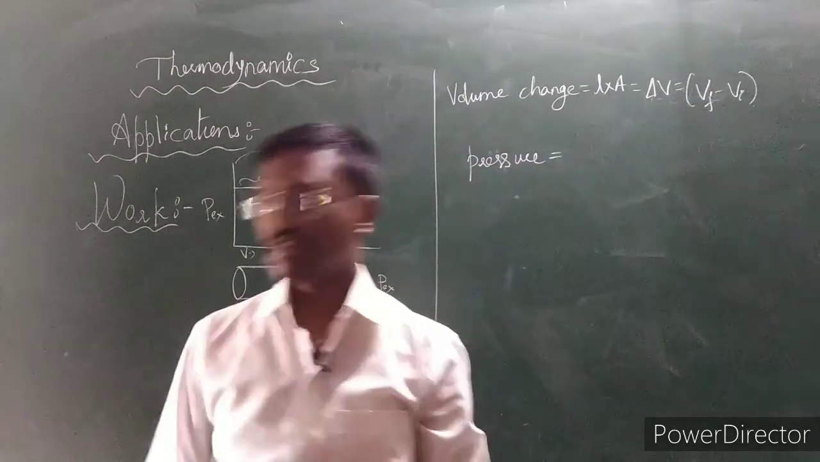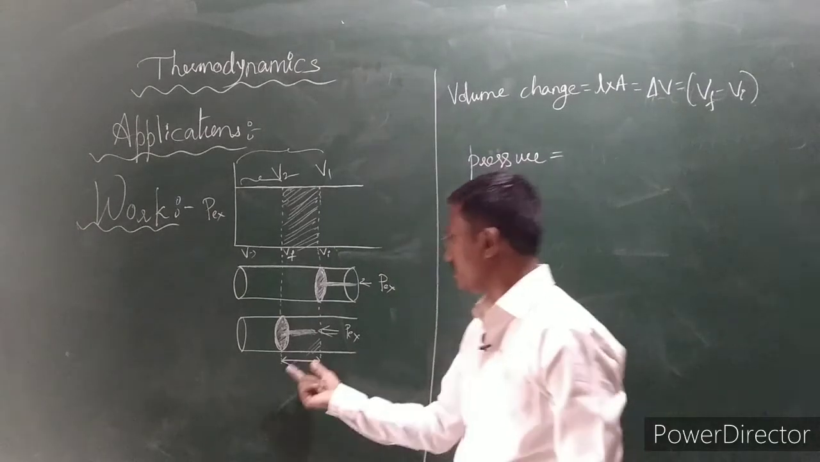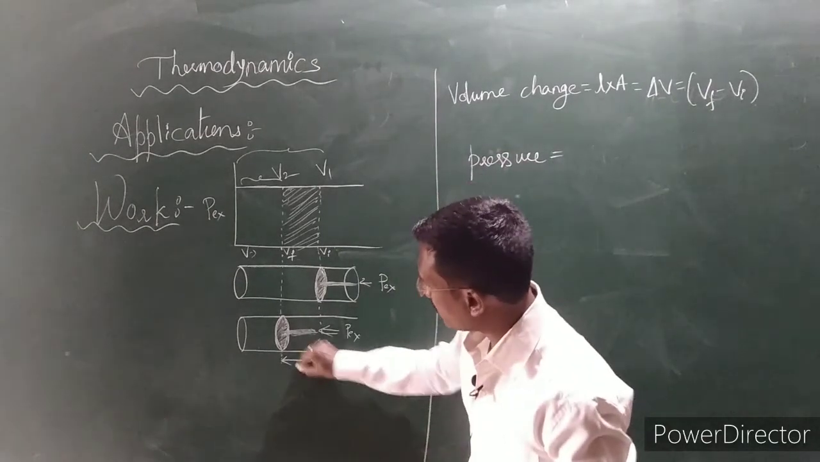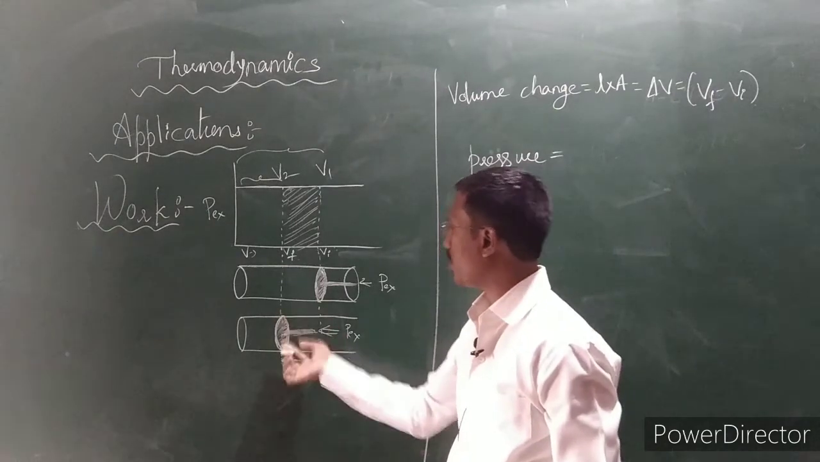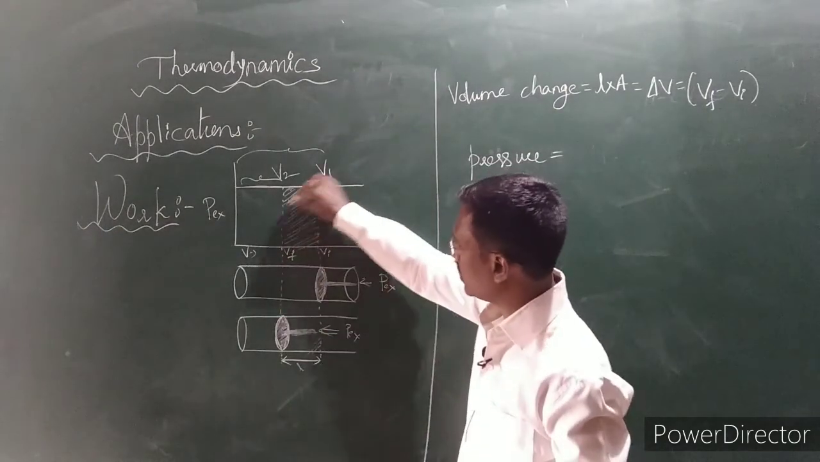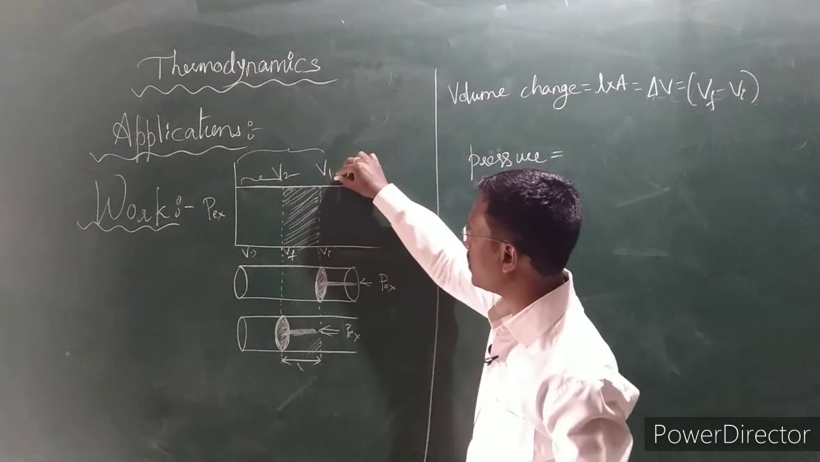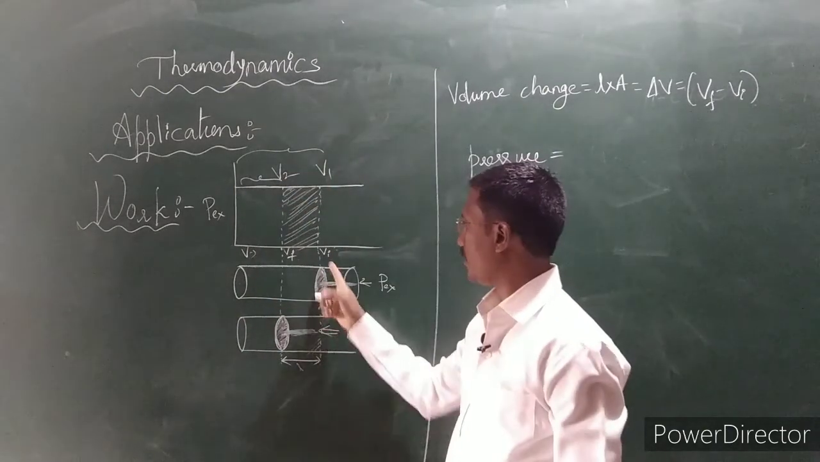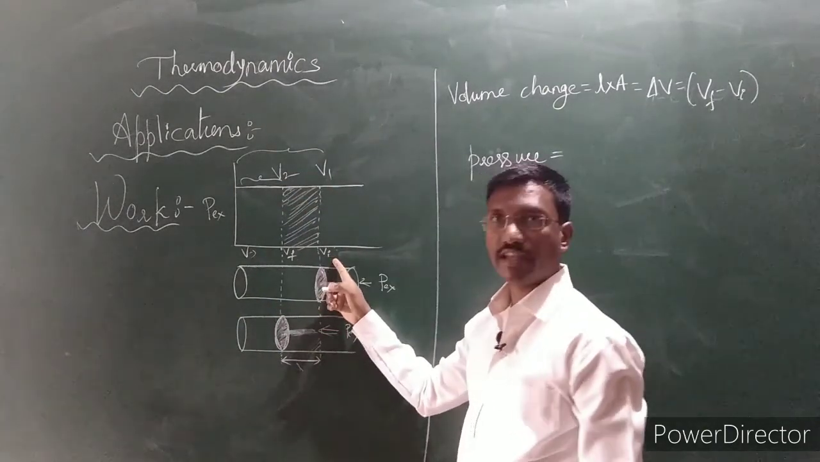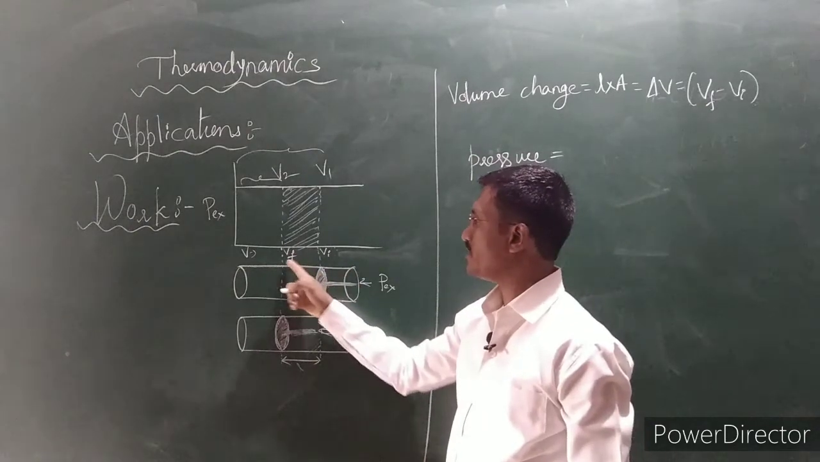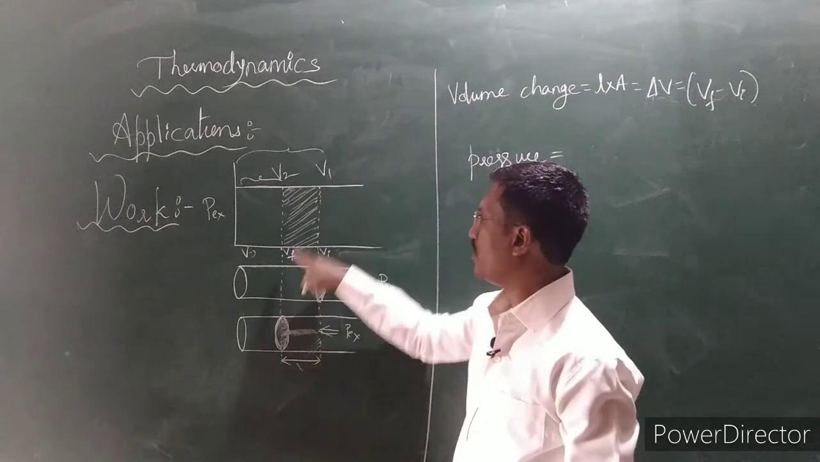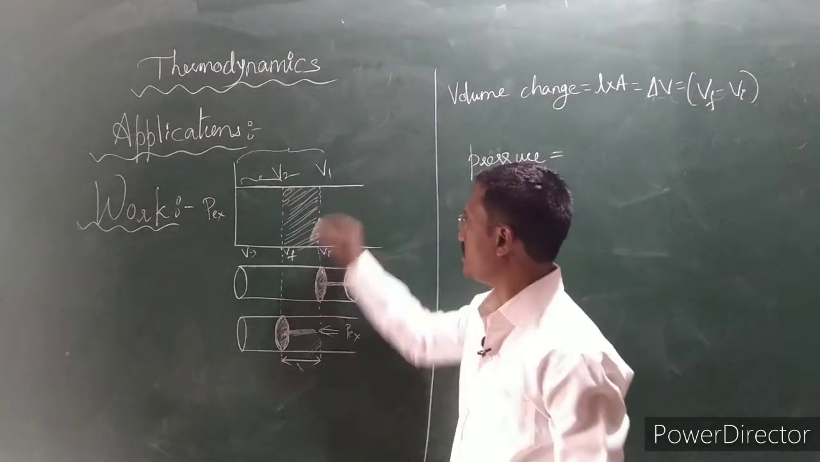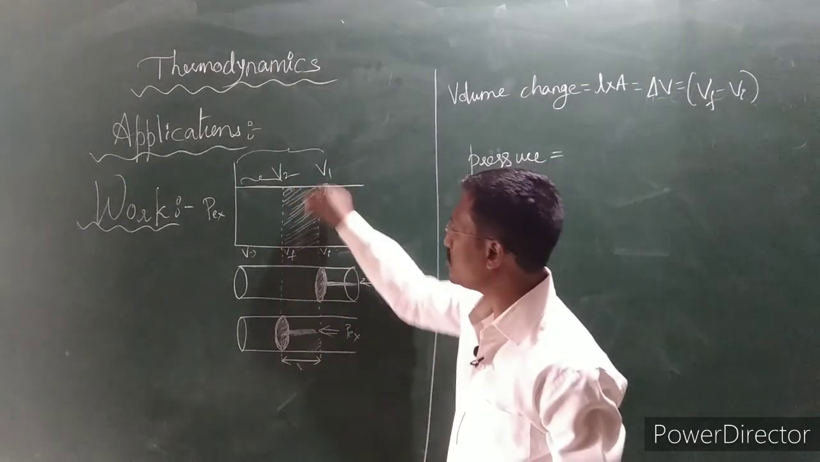The volume changed in the cylinder can be calculated as follows: this is the distance covered by the piston, L, and this is the area. Length into area gives the change in the volume. Initially it is V1 and finally it is V2. Vi is the initial volume and Vf is the final volume, and you can write Vi as V1 and Vf as V2. This is the distance or volume change.